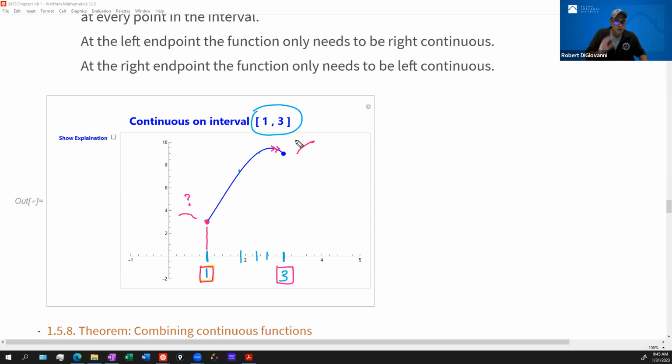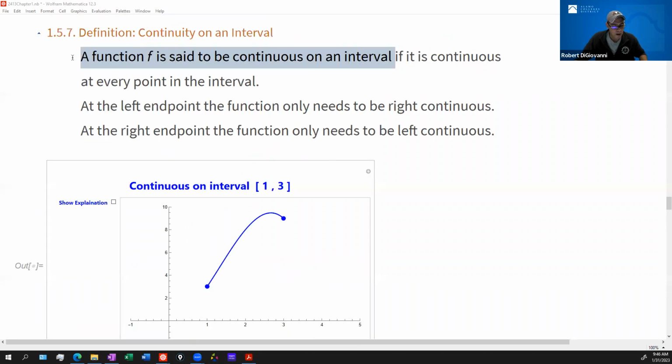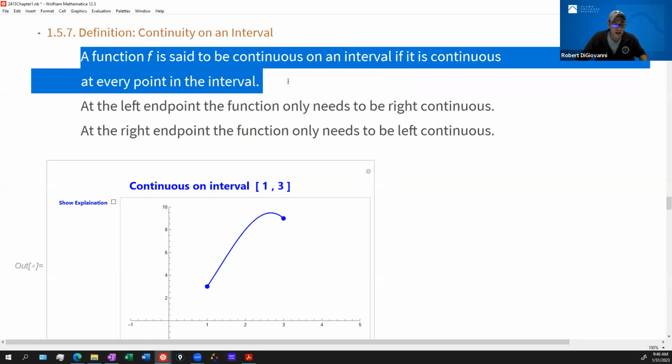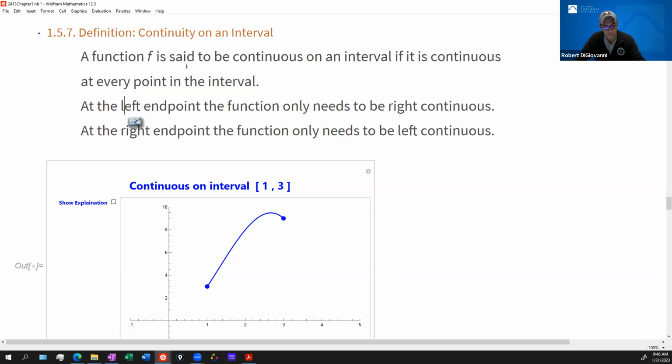So this is where we have this definition, all right? Look at this definition carefully. A function f is said to be continuous on an interval if it is continuous at every point in the interval. At every point in the interval, right? In being the key word here, in the interval. That means if we look at any point inside the interval, we should be continuous. Go to any point here and we'll be coming in from the left and right, and we've got continuity.